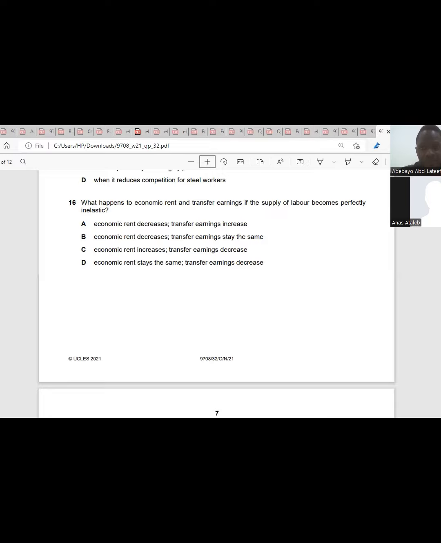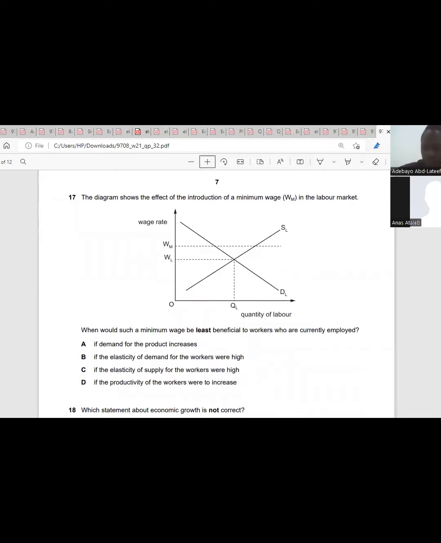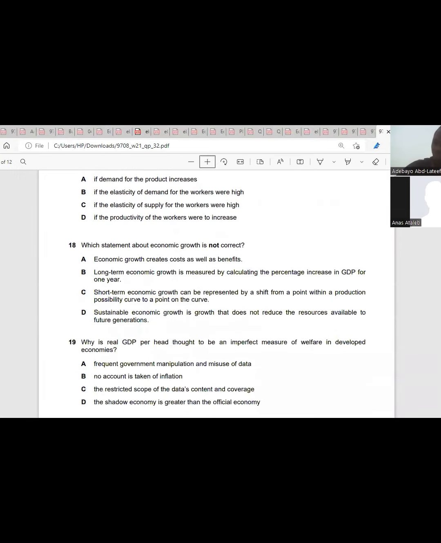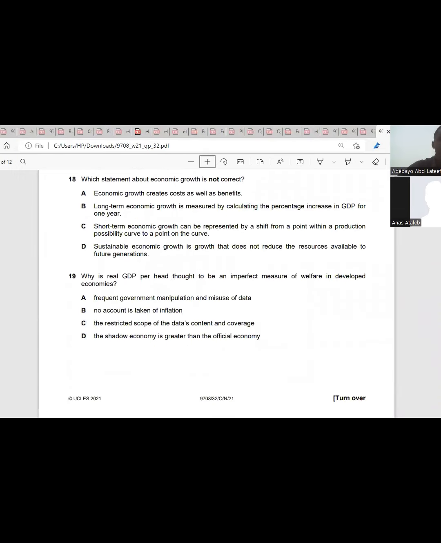Is it clear? Yes. Question 17. The diagram shows the effect of the introduction of a minimum wage in the labor market. When would such a minimum wage be least beneficial to workers who are currently employed? B. Yes. Great. So we'll go on to question 18. It is B.